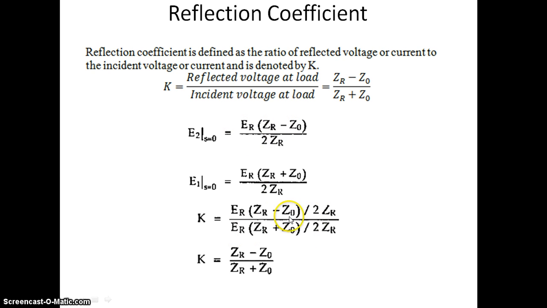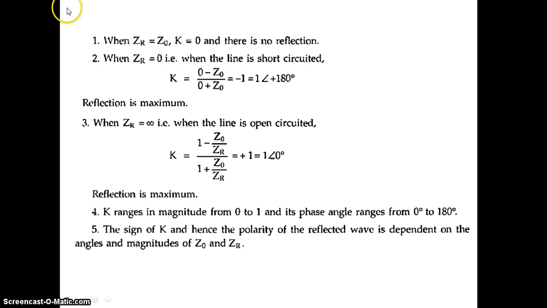So dividing E2 by E1, we arrive at the expression for reflection coefficient as K equal to (ZR minus Z0) by (ZR plus Z0). Remember, this is the expression for reflection coefficient, and the magnitude of the reflection coefficient lies between 0 and 1. These are the points to be considered with respect to reflection coefficient.